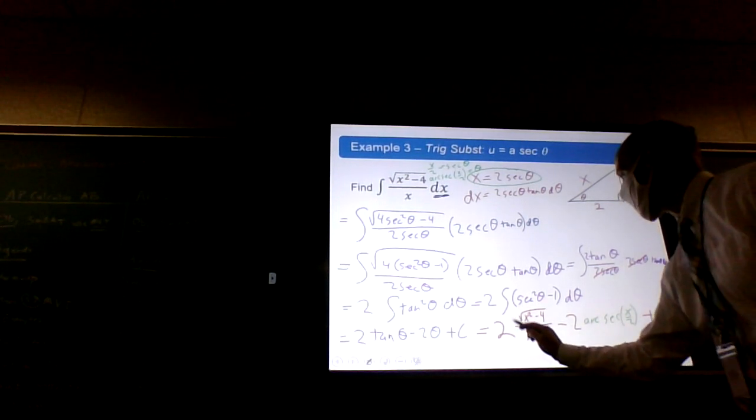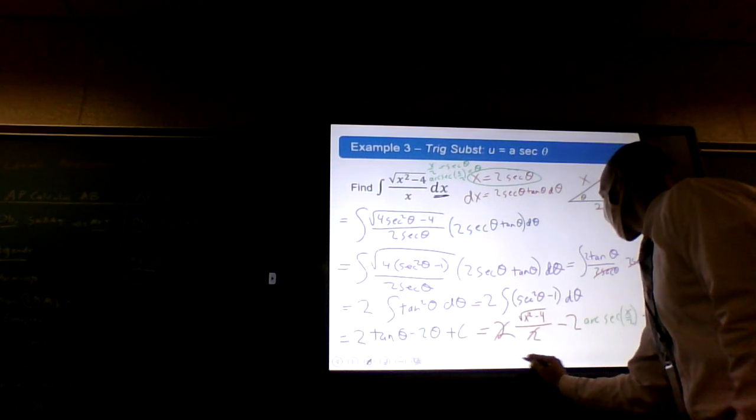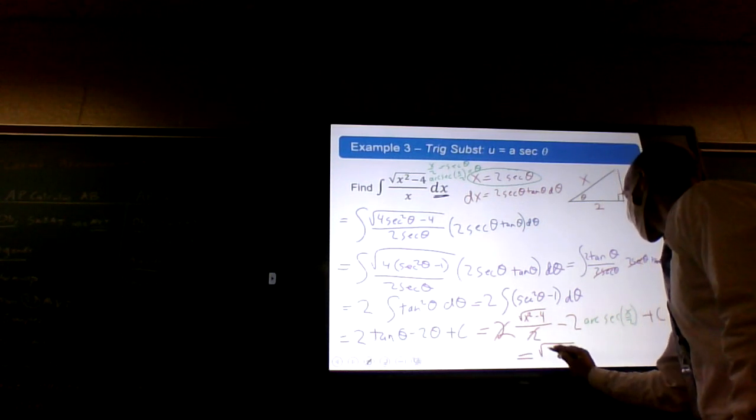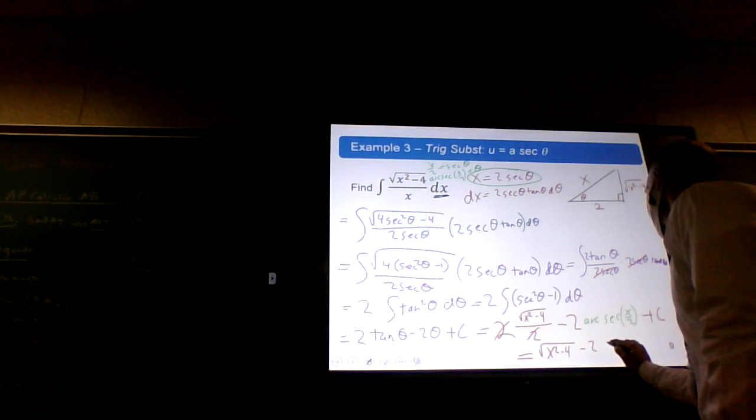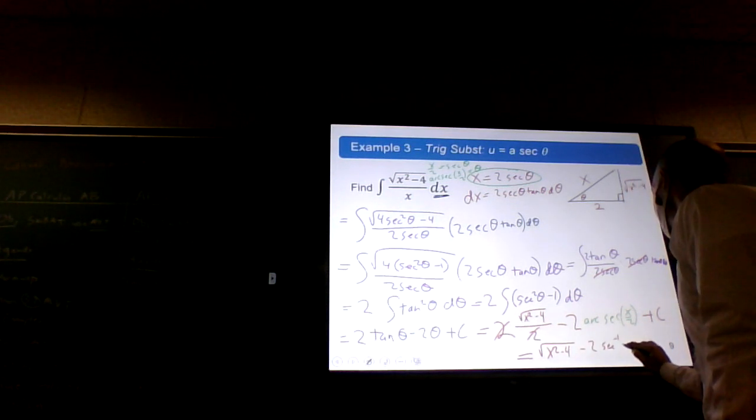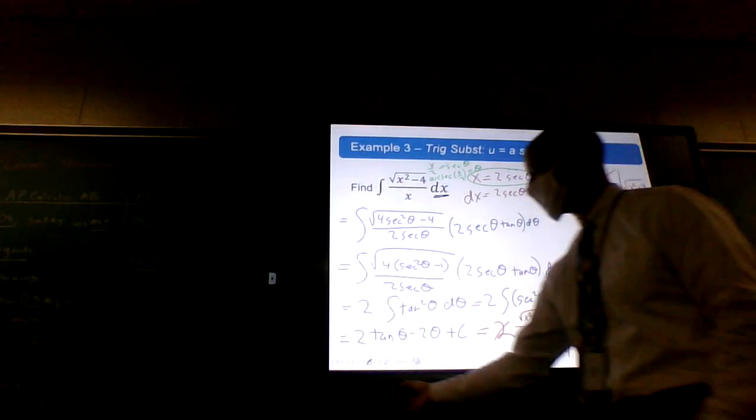Anyways, these 2s cancel. So our final answer here is going to be the square root of x squared minus 4 minus 2. And I'm going to write this a little bit differently. I'm going to put secant inverse x over 2 plus c. And that ends the lesson. I'm going to stop it there.